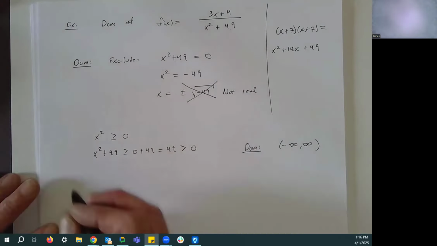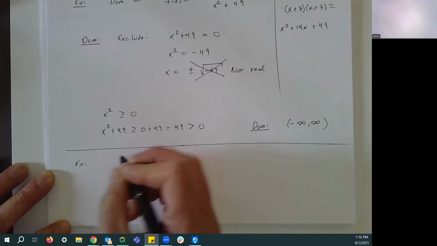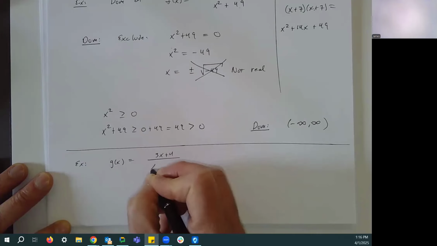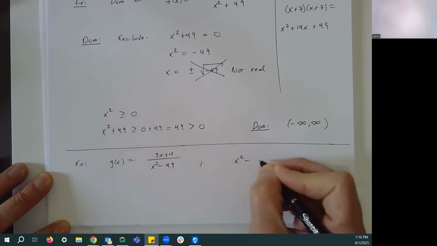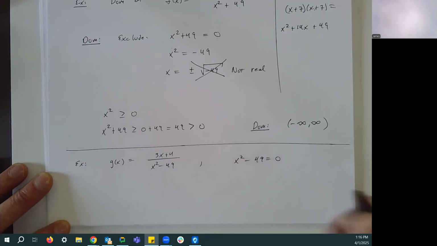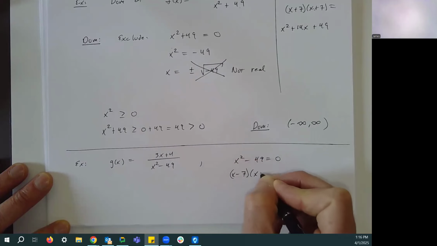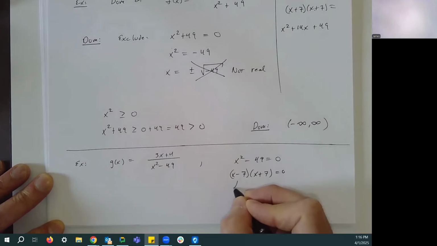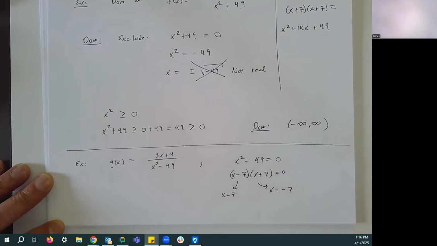So yes, if on the other hand our example was, say, g of x equal to 3x plus 4 divided by x squared minus 49, then we would exclude where x squared minus 49 is equal to 0. I'm going to factor it as x minus 7 times x plus 7, because it's the difference of squares, not a sum of squares. And there we end up getting x equal to 7 and x equal to negative 7.